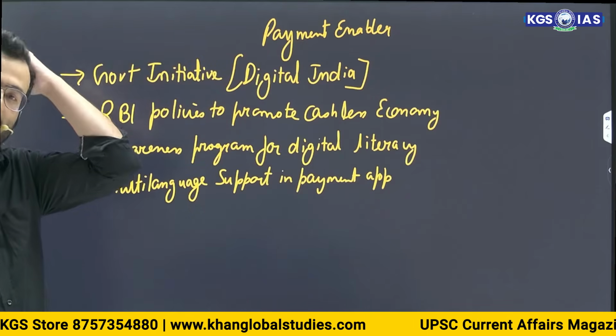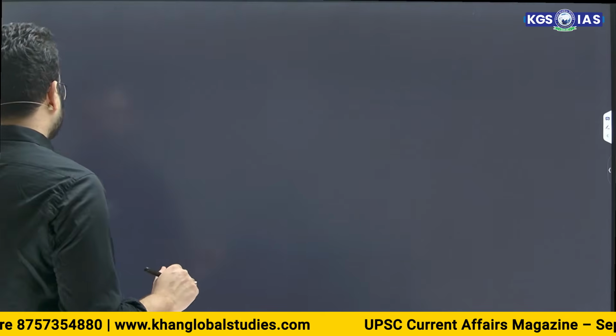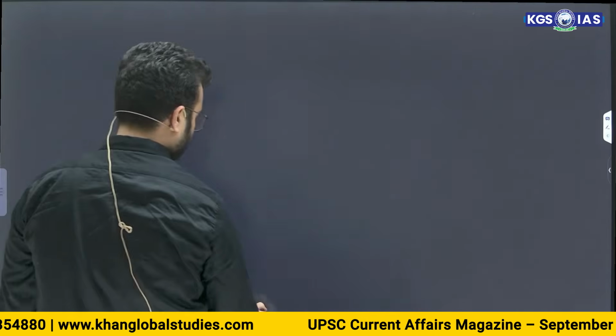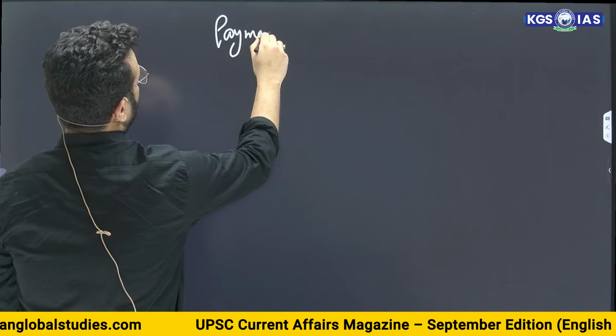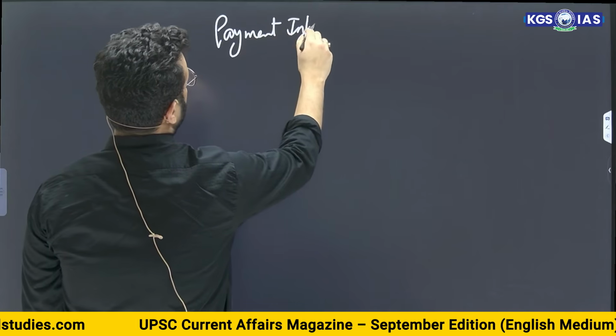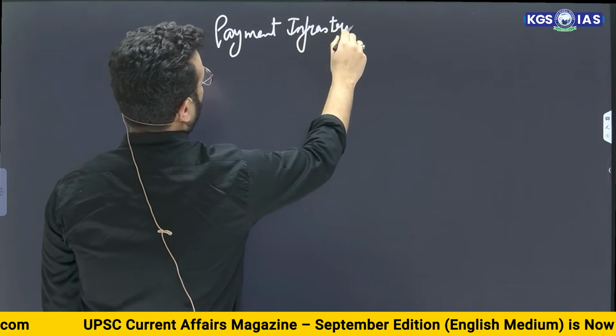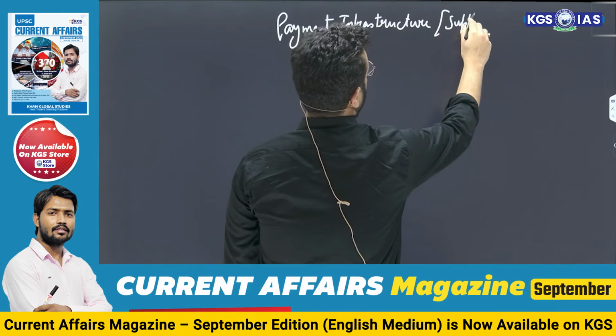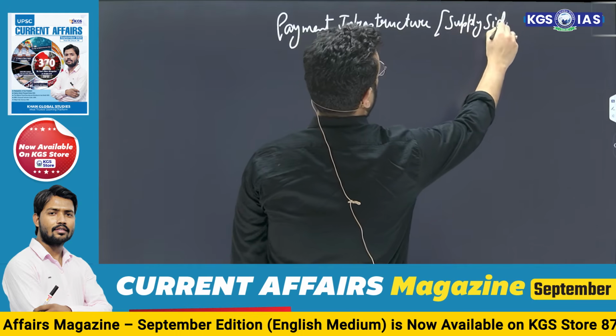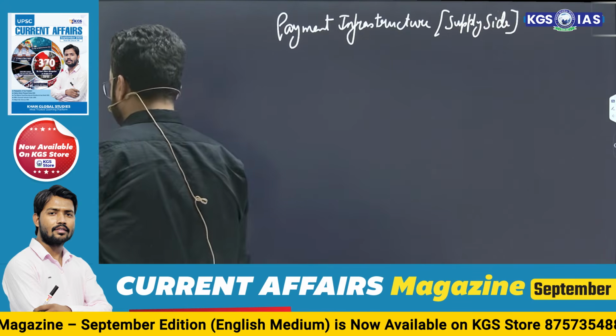This is all included in payment enabler. Then the third one is payment infrastructure supply side. Payment infrastructure supply side. What all is included in this part?